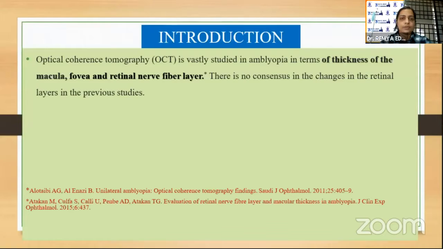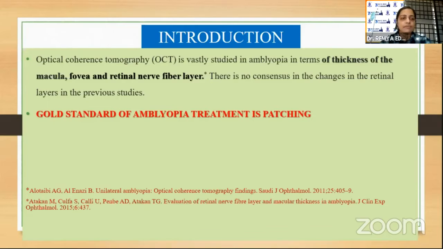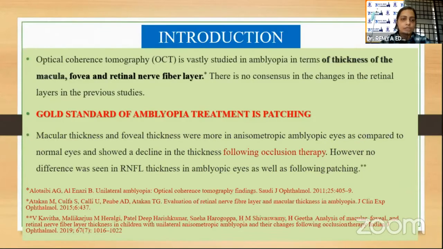Optical coherence tomography has been vastly studied in amblyopia in terms of thickness of the macula, fovea, and retinal nerve fiber layer, but the results are not consistent. As we know, the gold standard of amblyopia treatment is patching. Macular thickness and foveal thickness were found to be greater in anisometropic amblyopes and showed a decline following occlusion therapy, but there is no consistency in the results for RNFL thickness.